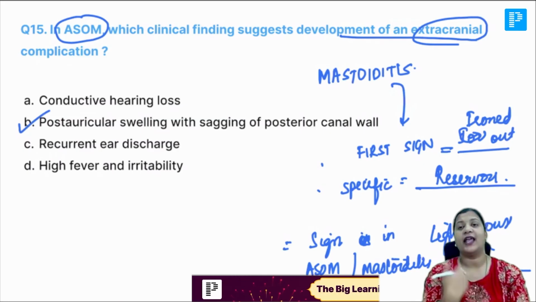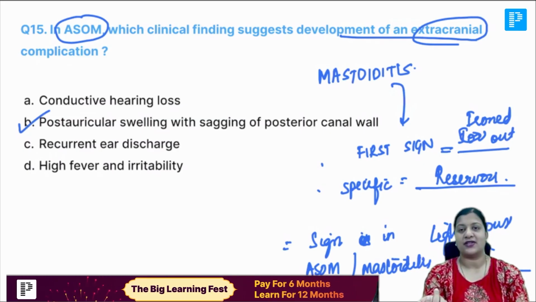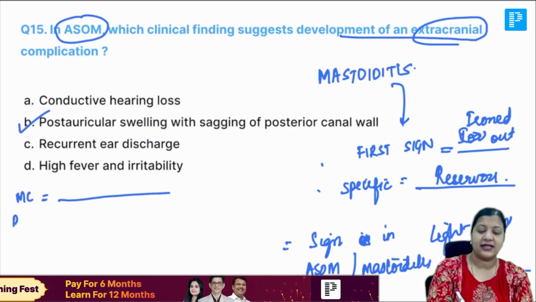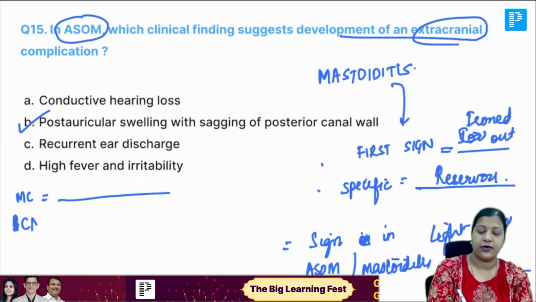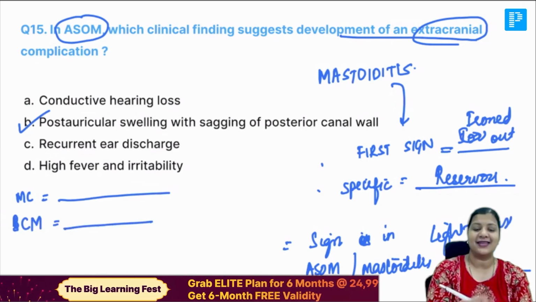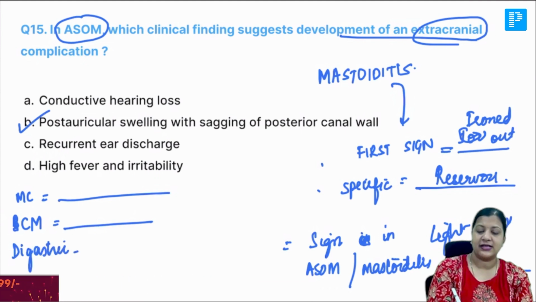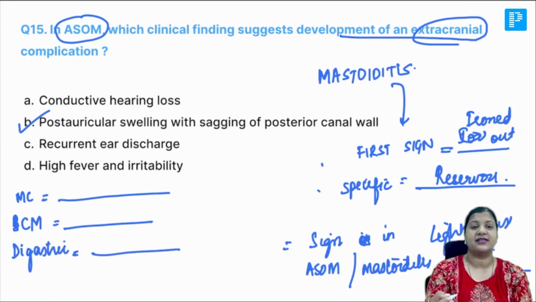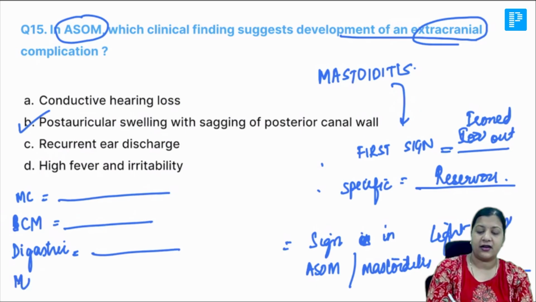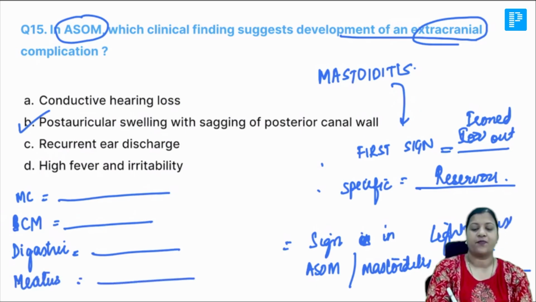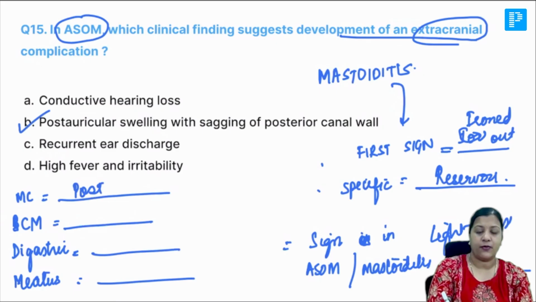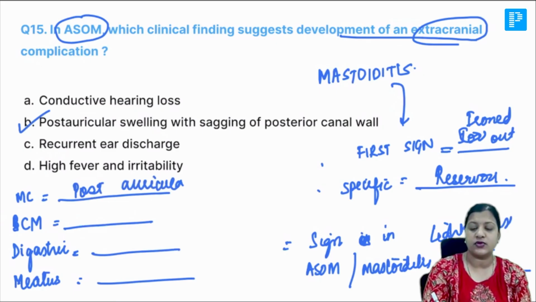Now, quickly, if we think of abscesses in relation to mastoid, and if I ask you if there is an abscess in the sternocleidomastoid, what will you call it? If there is an abscess in the digastric, what will you call it? And if there is an abscess in your external auditory meatus, then what is that abscess called? Yes. The most common is going to be the post-auricular abscess. In relation to mastoid, the most common is post-auricular abscess.